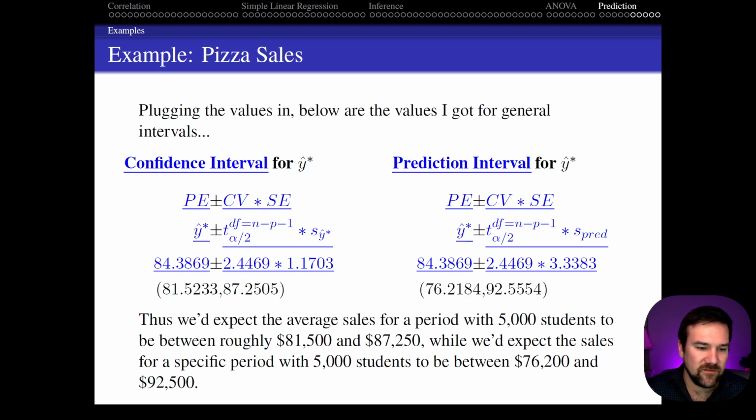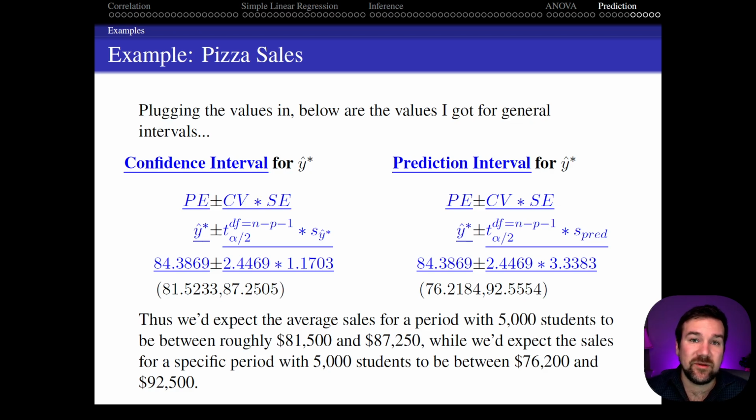So here, if I were looking for the average for many times with 5,000 students, I'd expect between 81,500 and 87,250. Well, if I'm looking for a specific time, say next semester we're going to have 5,000 students, I'd expect anywhere between 76,000 and 92,000. Again, very different intervals and potentially involving very different planning strategies if I want to make sure I'm covering at least the bottom end there.